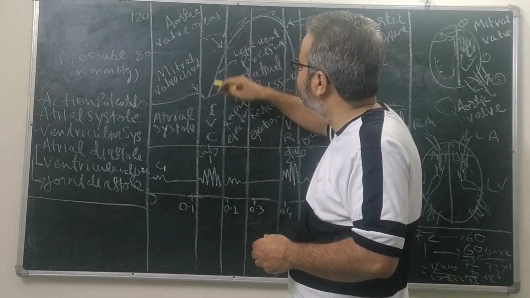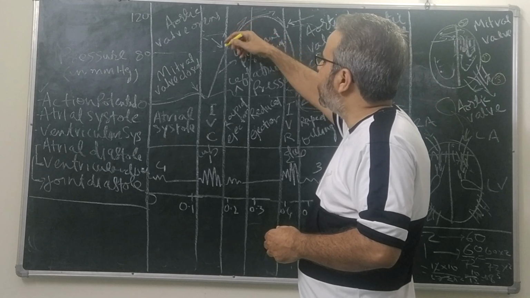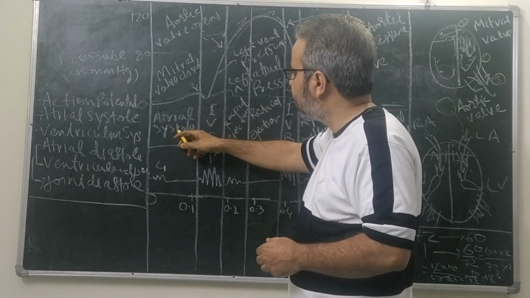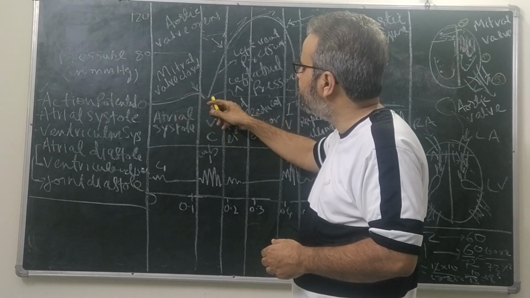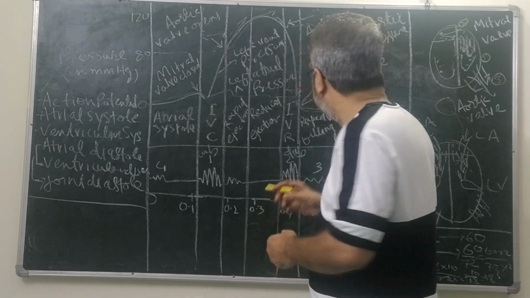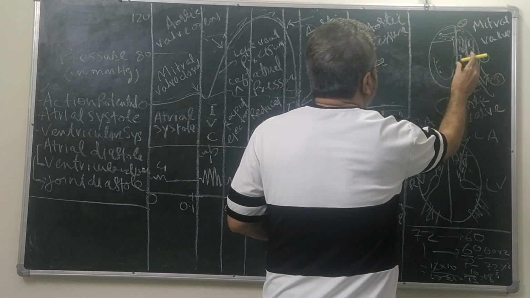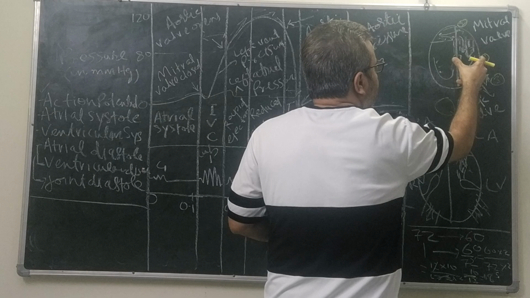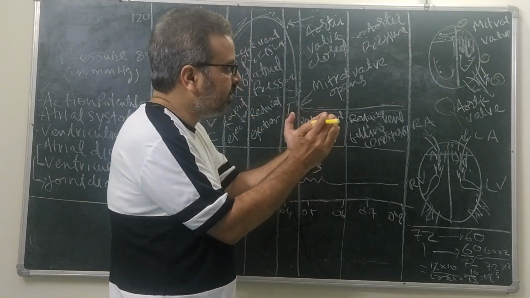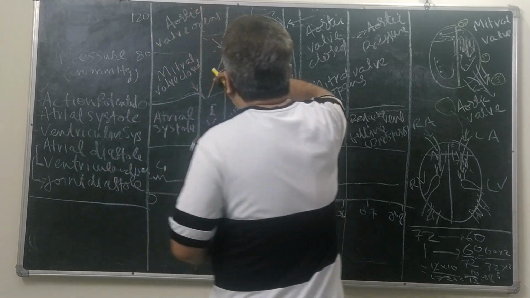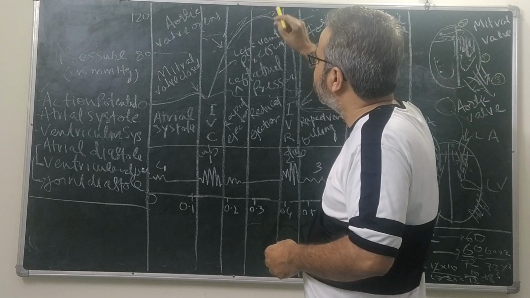So this shooting up of the ventricular pressure is the ventricular systole, which comes after the atrial systole. When the ventricle is in systole, the blood pressure of the ventricle is increased due to the contraction of the ventricle. This is what we can see here, this increase in the ventricular pressure.